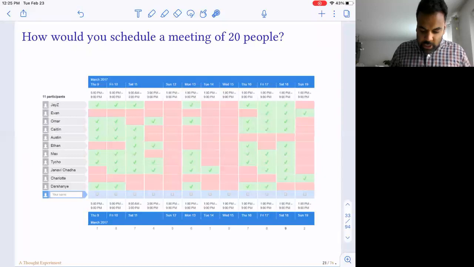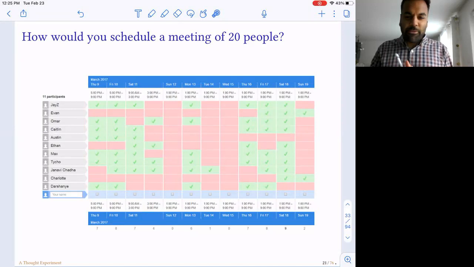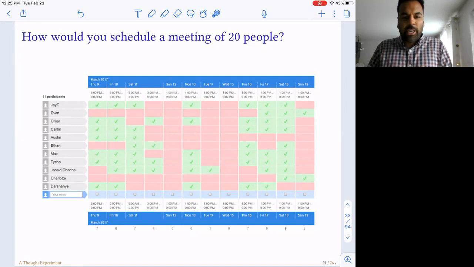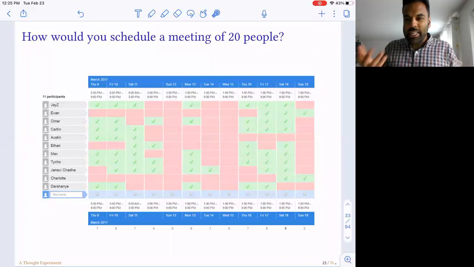I want to give credit to Celia for this. This is an example she gave way back when I was defending my thesis. She kept telling me how frustrated she was with these Doodle polls because she'd be the first to answer them, and she'd have to block off all these times in her schedule. Then by the time everybody answered, all those times would get filled up, and she'd have to restart. It's maddening if you have to block all these times in your agenda.